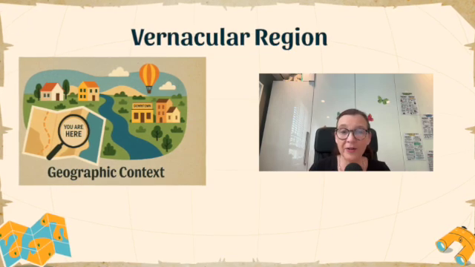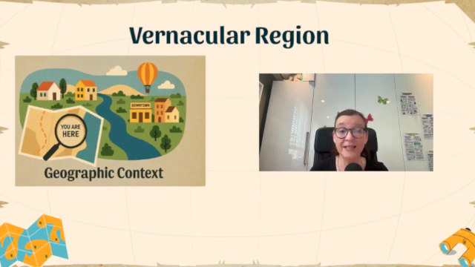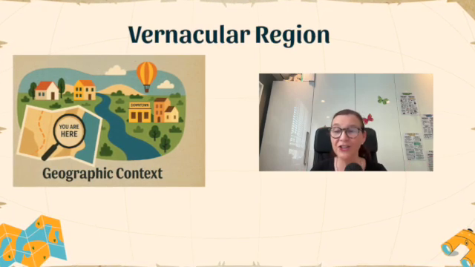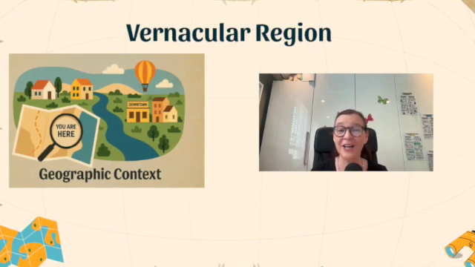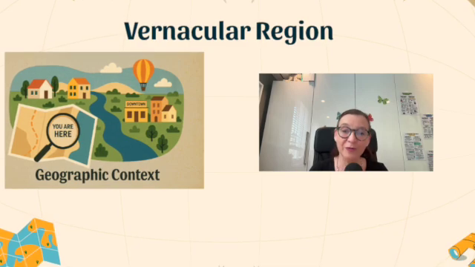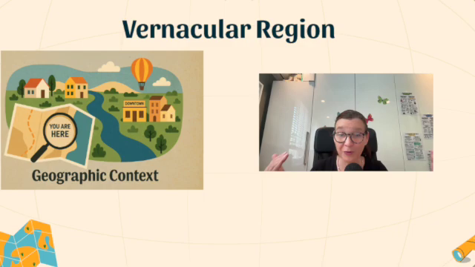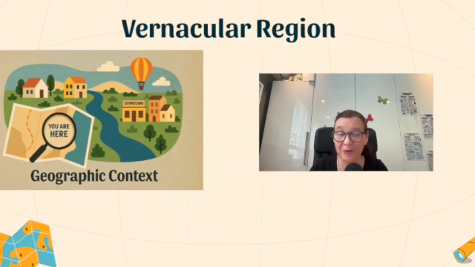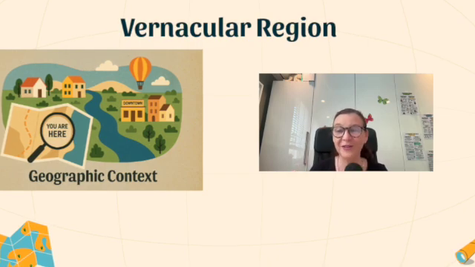So, for example, the American South is often considered a vernacular region. People associate it with things like accents, food, religion, and traditions. But if you ask different people where the South begins and ends, you're probably going to get different answers. The key idea here is that a vernacular region is about perception. They exist because people think of them as regions, not because they're official boundaries. Here's your exam tip. If you see words like perception, identity, or belief, think vernacular region.